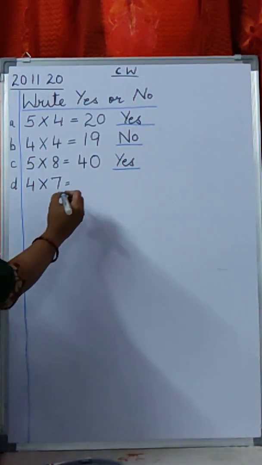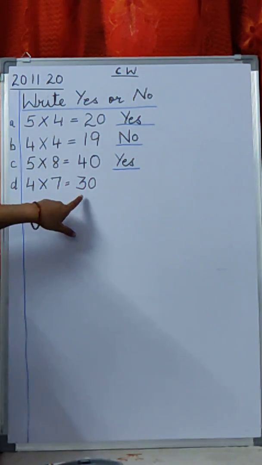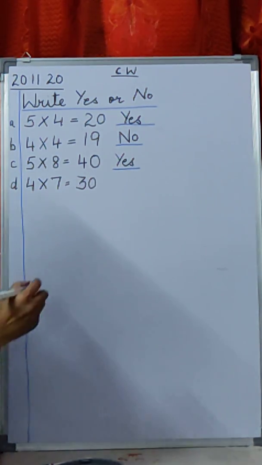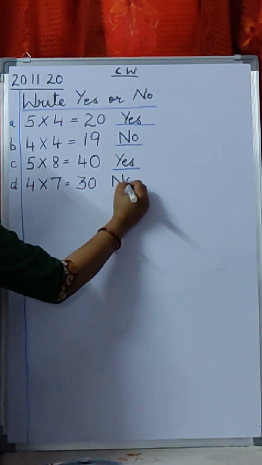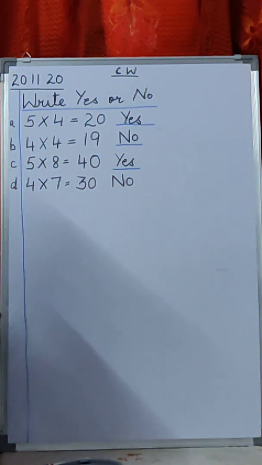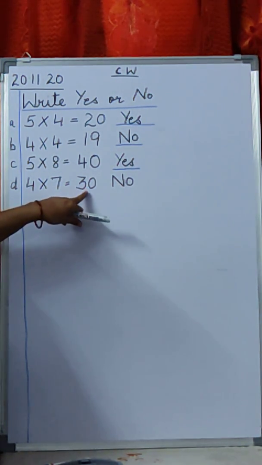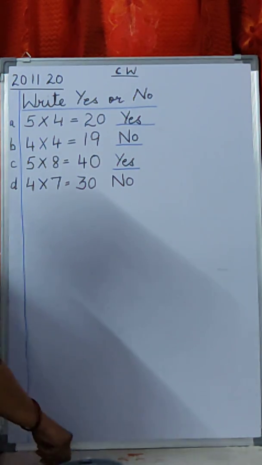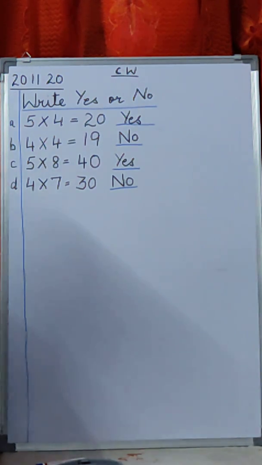Now 4 sevens are 30. Is this the right answer? No. This is not the right answer. So we'll write over here no. So what is the right answer? 4 sevens are 28. Though this is the wrong answer, so we have written over here no. Now we'll underline this with a blue pencil. Okay boys?